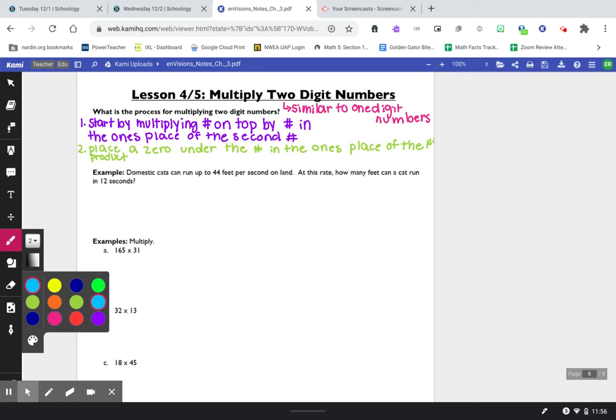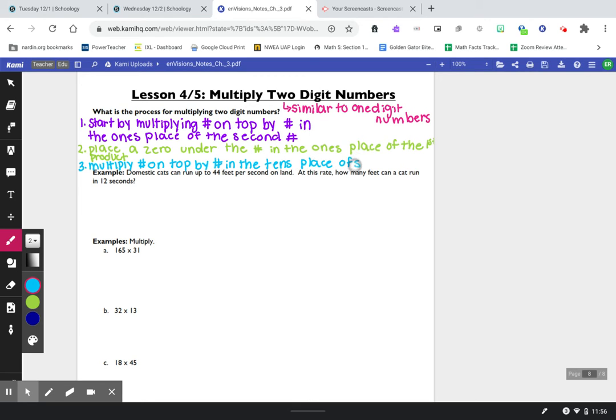After that, your third step is to multiply the number on top by the number in the tens place of the second number. So again, this is just very similar to those one-digit numbers, but we just have one more step in there.